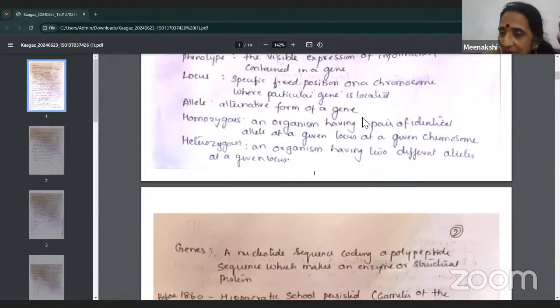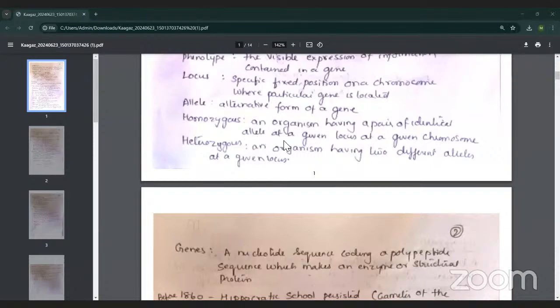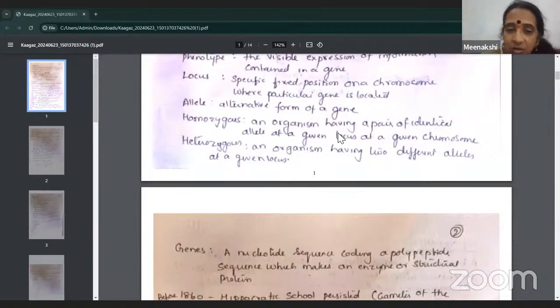Homozygous: an organism having a pair of identical alleles at a given locus. Heterozygous condition is the condition if they have different alleles at a given point. For example, when we take a heterozygous tall plant, I think all of you remember from your intermediate, capital T, small t.